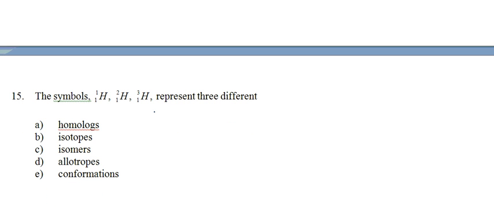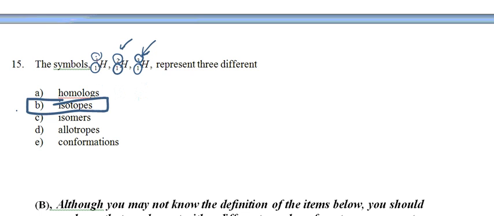Alright, number 15. Oh, I like this question. The symbols: we have hydrogen with a molar mass of 1, which means it has 1 proton, and here a molar mass of 2 with 1 proton, which means it has 1 neutron. And then hydrogen 3, which has 2 neutrons, yet still the 1 proton. So we have different numbers of neutrons. What are you looking at? Isotope. Okay. All the others are organic definitions more than anything else.